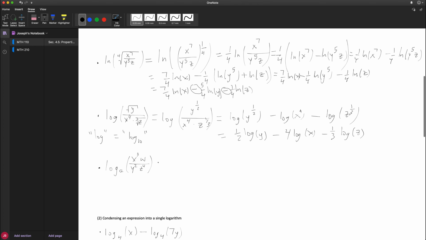Okay, and now here, this final one, this is a base a. You'll notice we have two things in the numerator and two things in the denominator. So I think what we're going to get is for every factor in the numerator, so here I have two factors, x cubed and w, they'll each be positive, I guess you could say. And I have two factors in the denominator, and so each of those will have a minus in front of their logarithms.